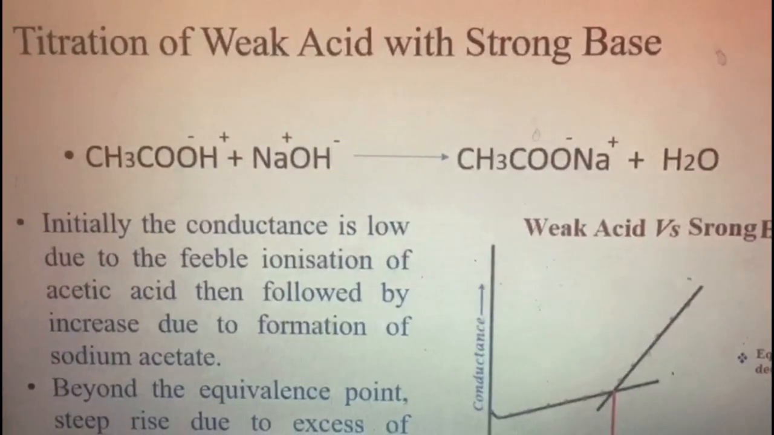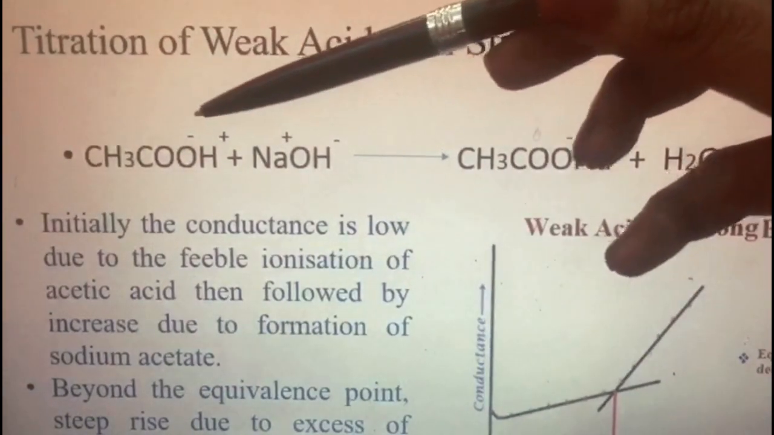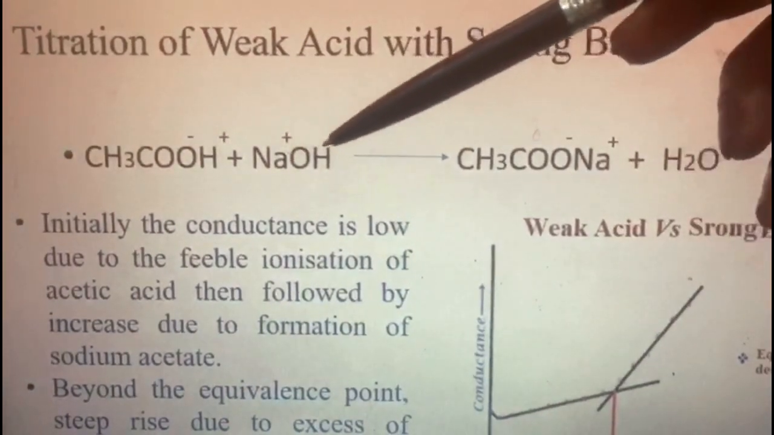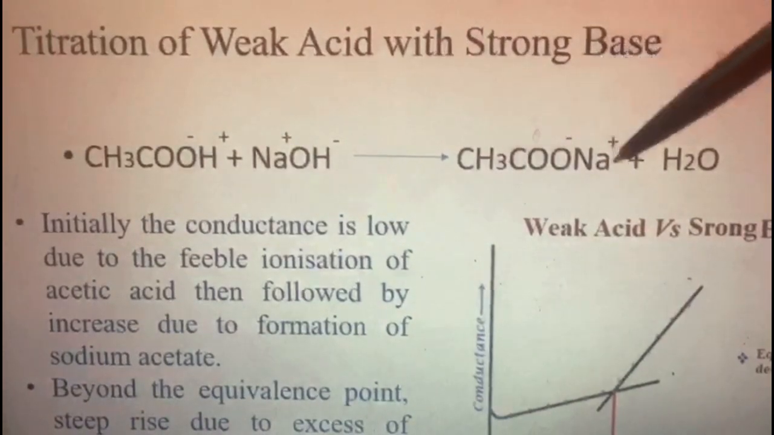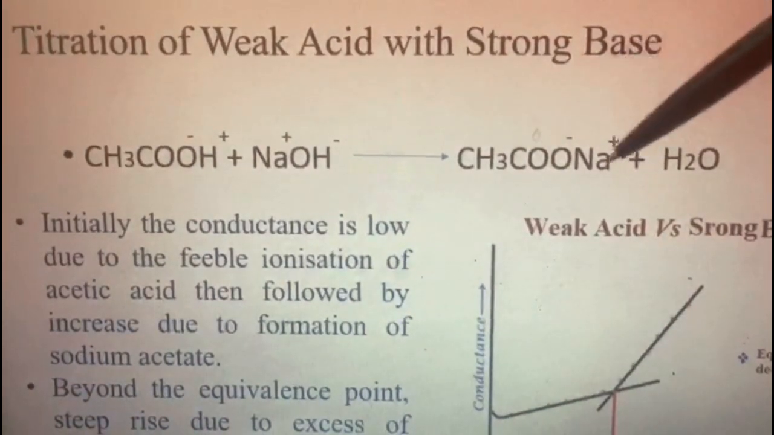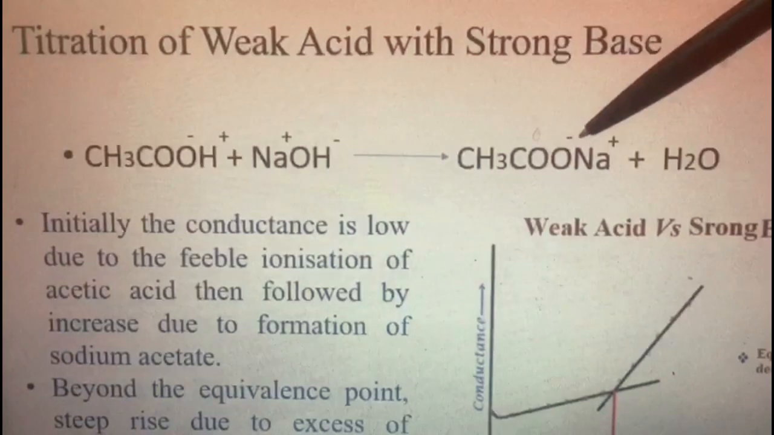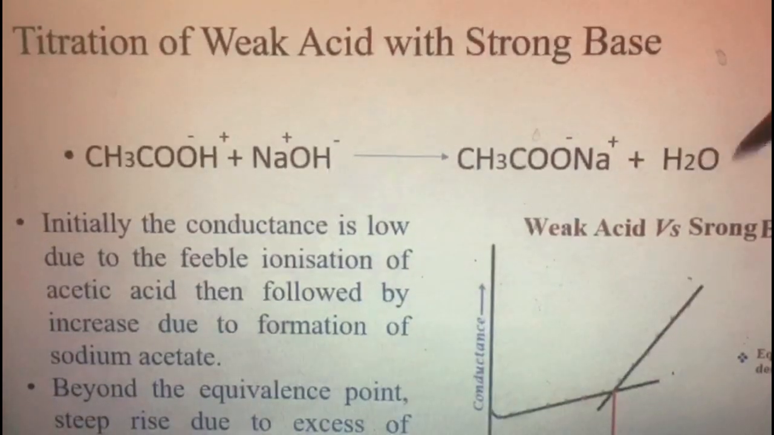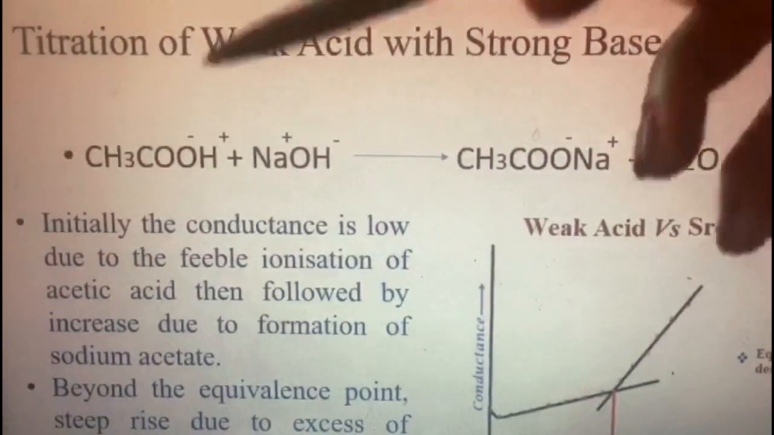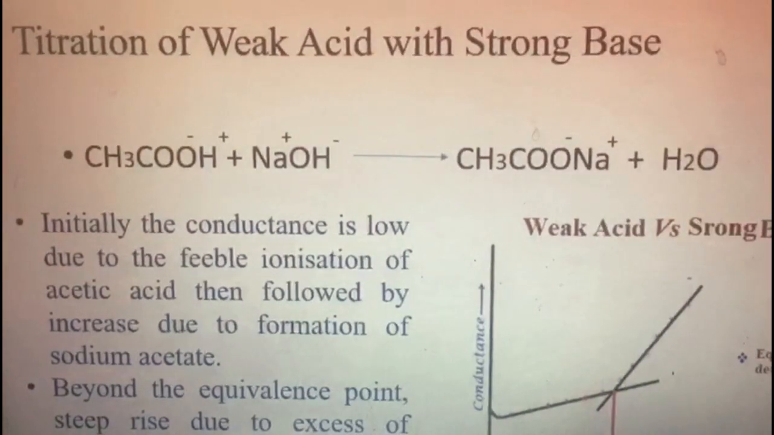Now we are going to discuss titration of weak acid with strong base. Example is acetic acid with sodium hydroxide. So acetic acid dissociates as CH3COO minus and H plus, which react with Na plus OH minus to give sodium acetate. This is a strong electrolyte, completely ionized as CH3COO minus and Na plus, and undissociated water molecule. Here we know acetic acid is a weak electrolyte, only feebly ionized, and the concentration of H plus will be very low. Hence at first the conductance will be low.